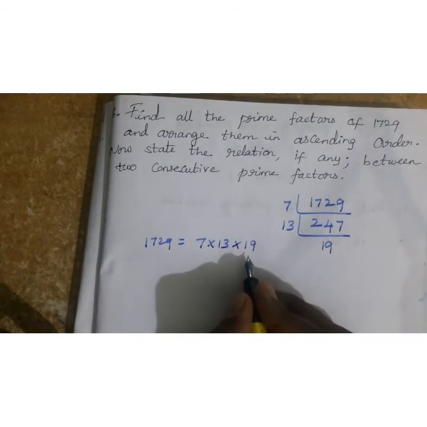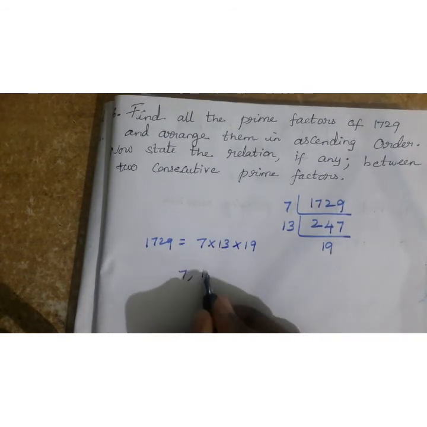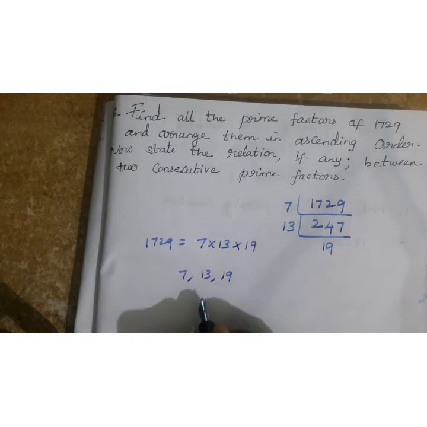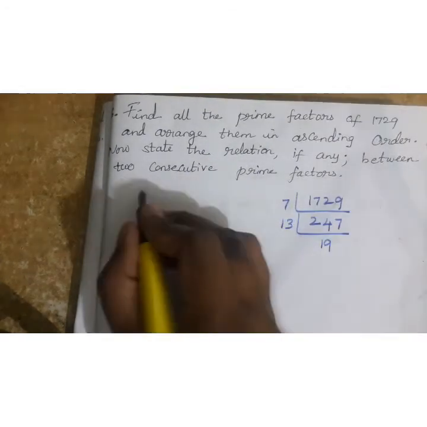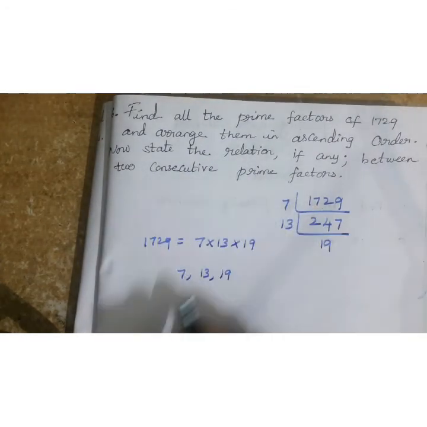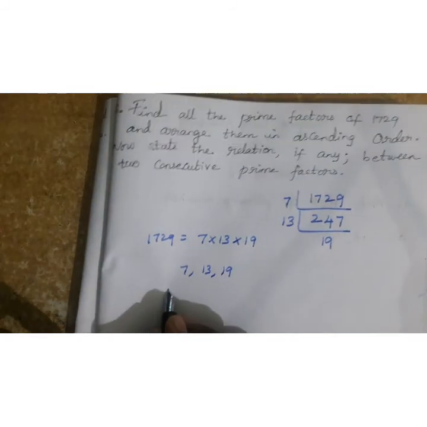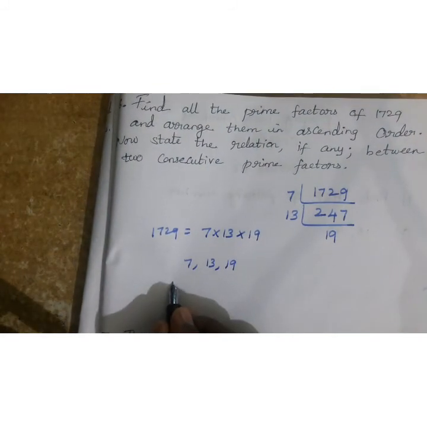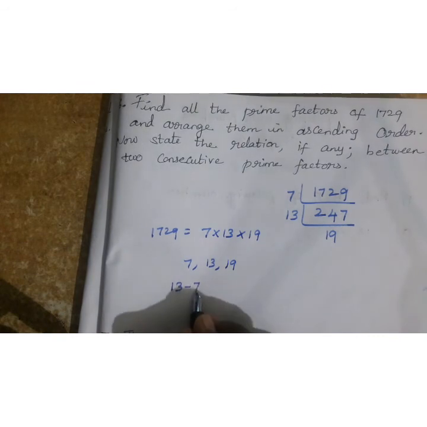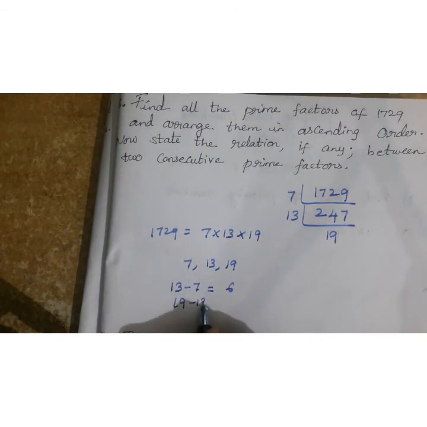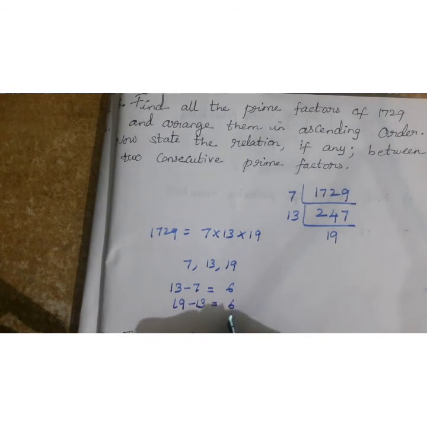Now we arrange them in ascending order: 7, 13, 19. Now state the relation, if any, between the two consecutive prime factors. So the relation between two consecutive prime factors is 13 minus 7 equal to 6, and 19 minus 13 equal to 6.